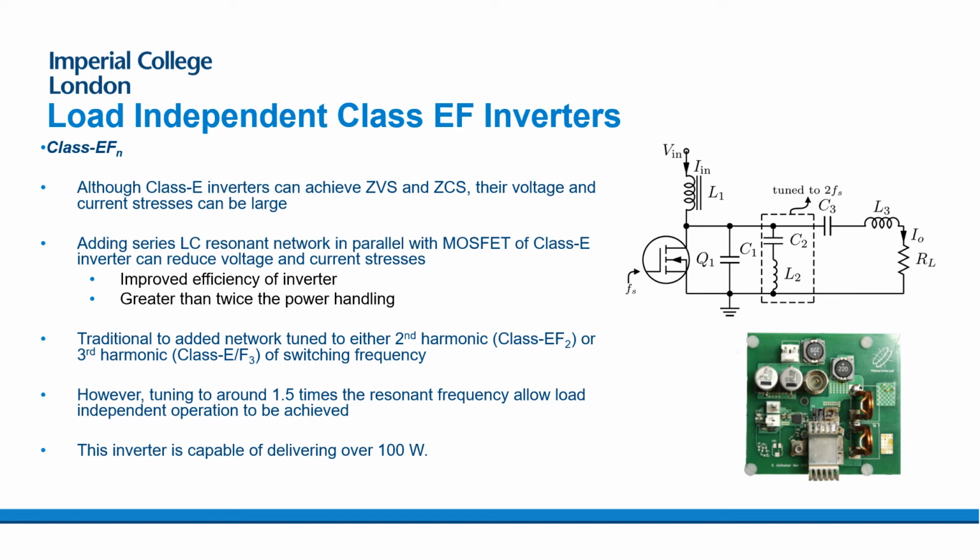So you can see here a class EF inverter, which again is very similar to the two topologies that I've already shown you, but in this case with the addition of this branch here, C2 and L2. In a typical class EF inverter, that would be tuned, as you can see on the diagram, to about twice the switching frequency. Actually, we don't tune in our systems to twice, we tune to about 1.5 times the switching frequency. And the interesting thing there is that this additional resonant branch gives you more degrees of freedom. You have more component values when you design your circuit.